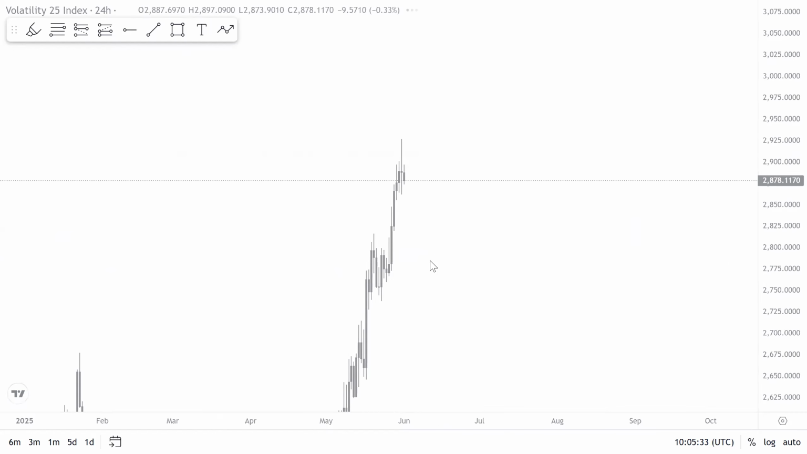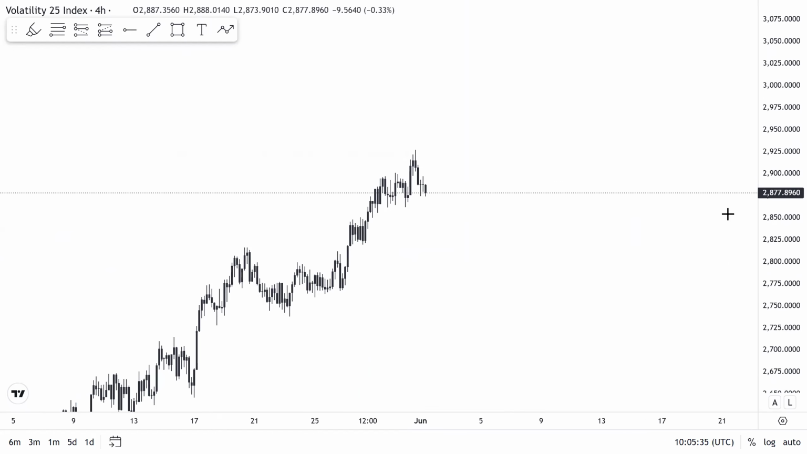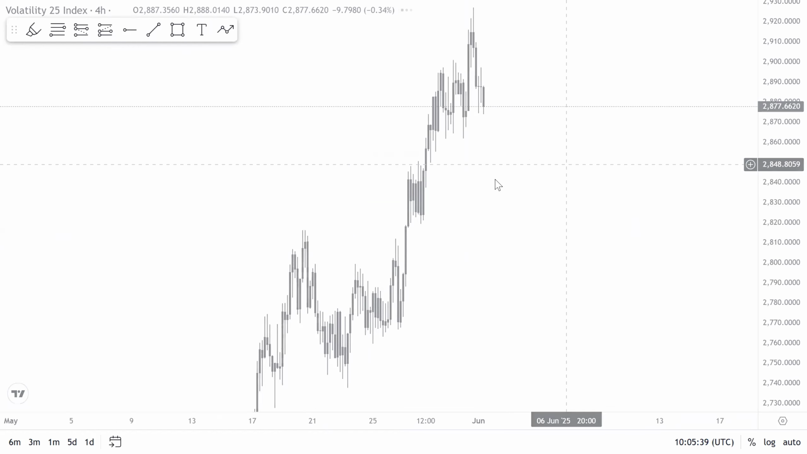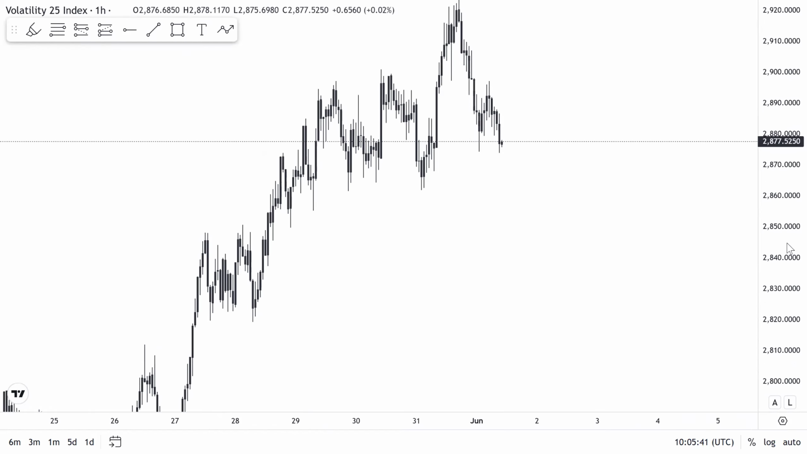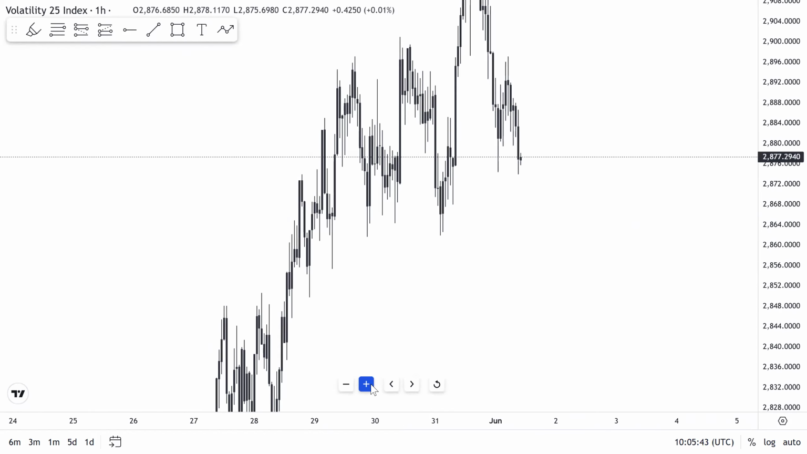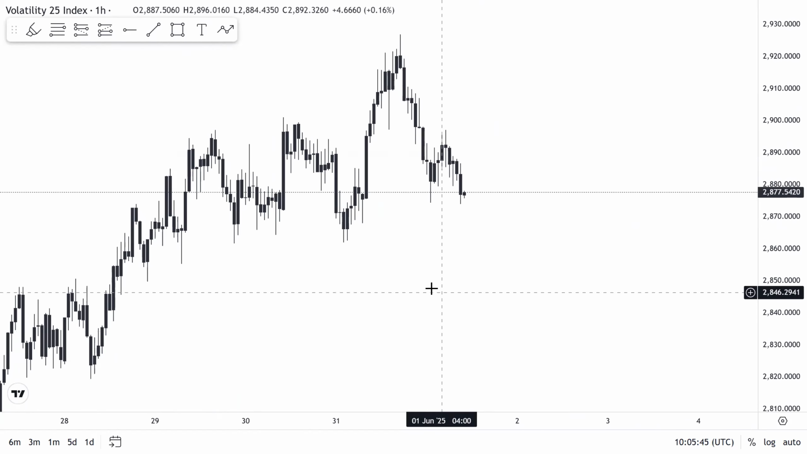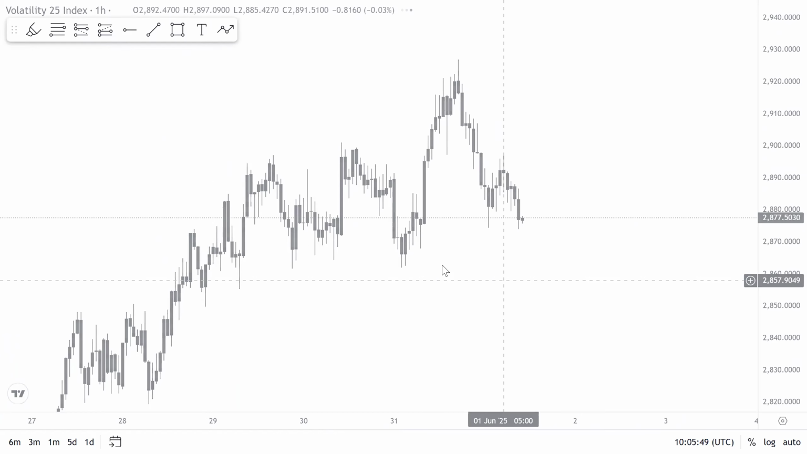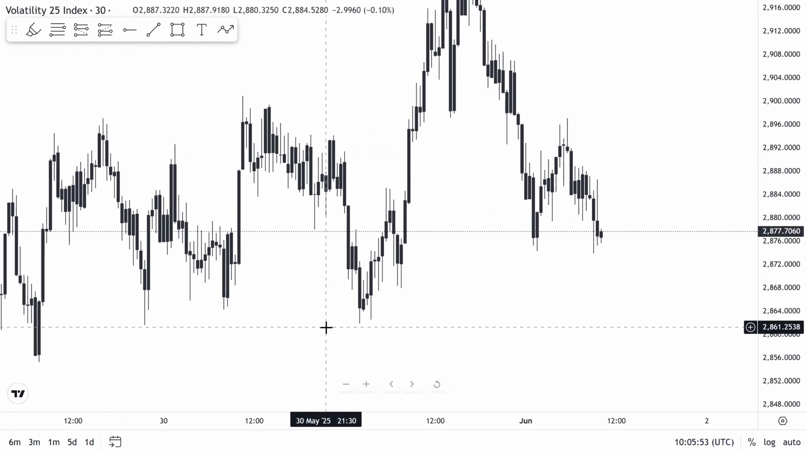A plus. Let's show the 4 hour time frame. It's very bullish right now. Let's show the 1 hour. This is very bullish, so anything you are taking right now is A plus.